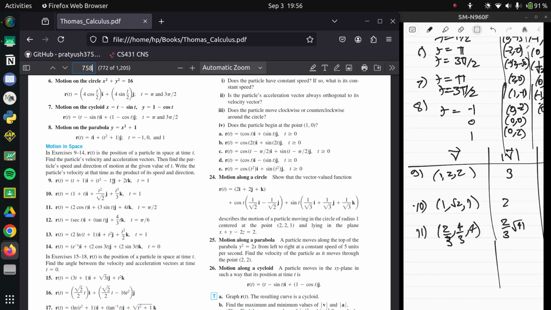Next, I should just stop thinking sometimes. Okay, I have to trust my calculations a bit. 12th is, oh, this was 12th. Oh, okay. So 11th is 2 cosine of t, 3 sine of t. I haven't done this before, I don't know. At t equal to pi by 2, so sine is 1, cosine is 0. So sure, it's just minus 2 comma 3 comma 4.